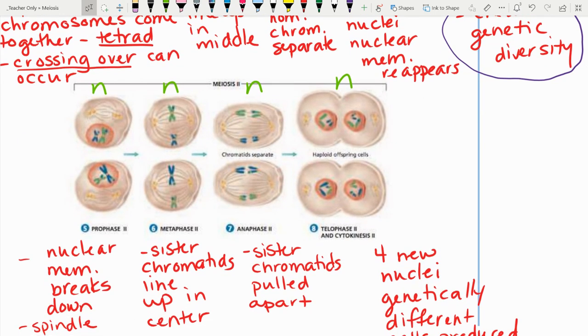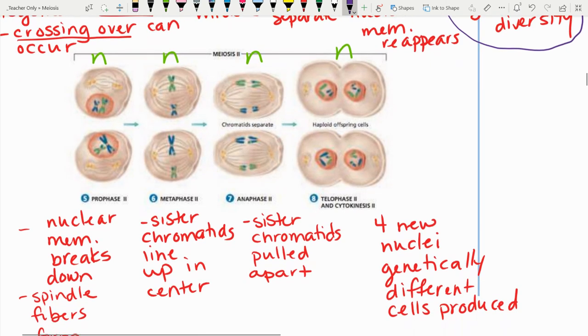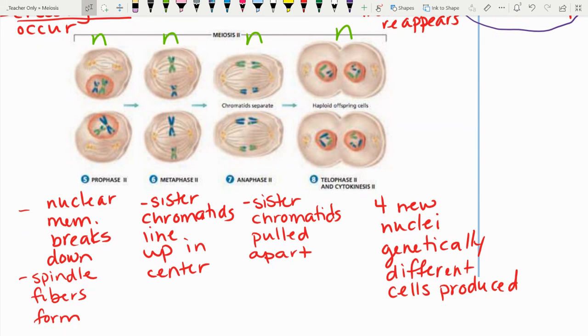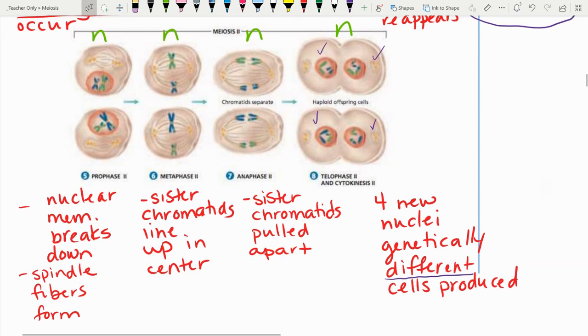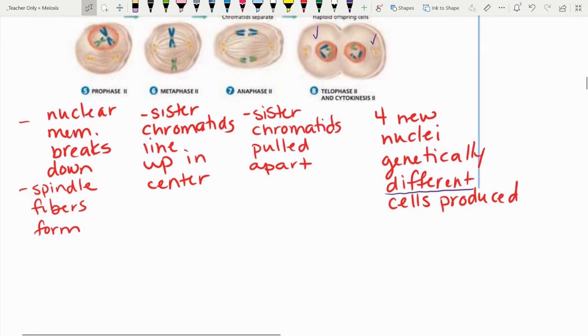You'll notice I have these little ends across here in green. These are now haploid cells. Again, the nuclear membrane breaks down and the spindle fibers form. In metaphase 2 they line up in the middle, then they pull apart. Now you have 4 new nuclei that are genetically different. All 4 of these are genetically different because of that crossing over that took place during meiosis 1. All right, and that's it.